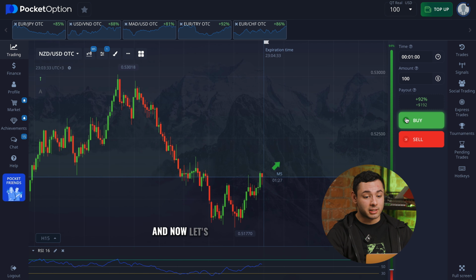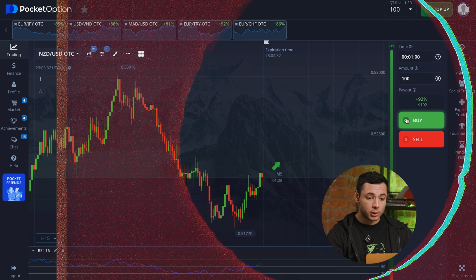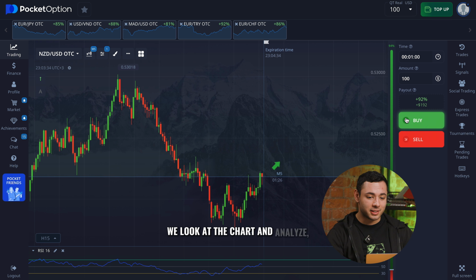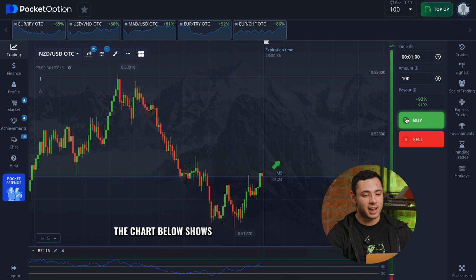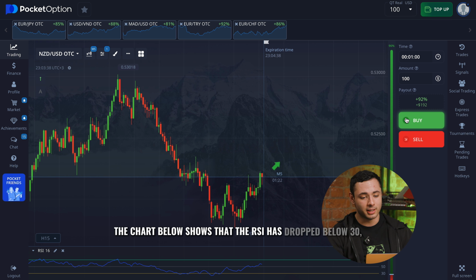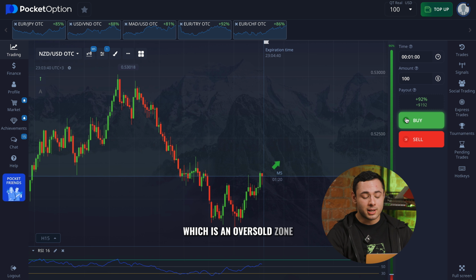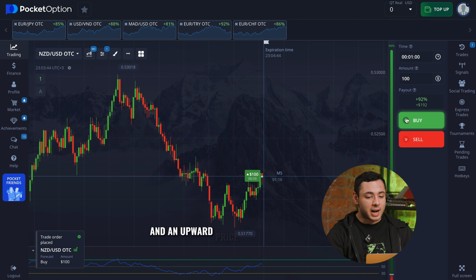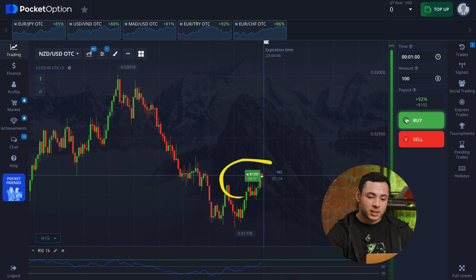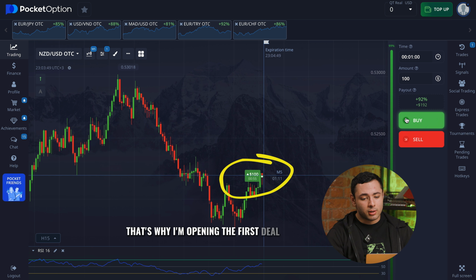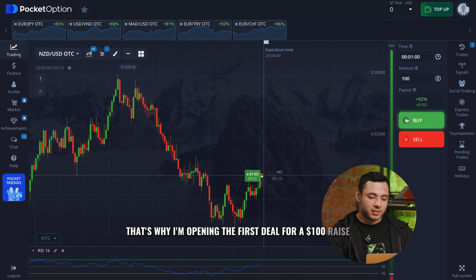And now, let's start our trading session. We look at the chart and analyze. The chart shows that RSI has dropped below 30, which is an oversold zone. This signals that sellers are weakening and an upward price reversal is possible. That's why I'm opening the first deal for a rise at $100.